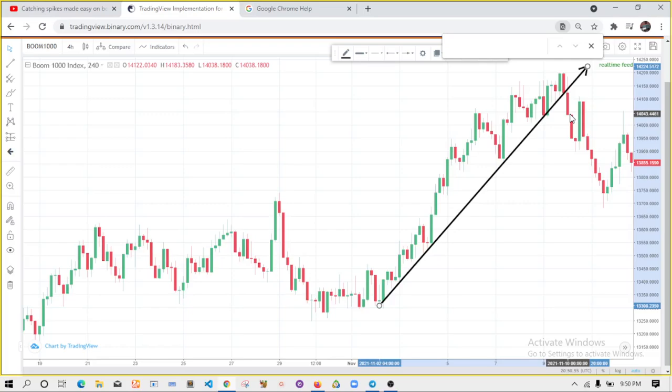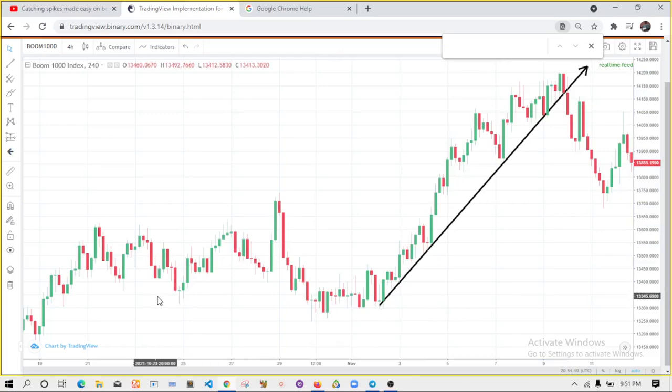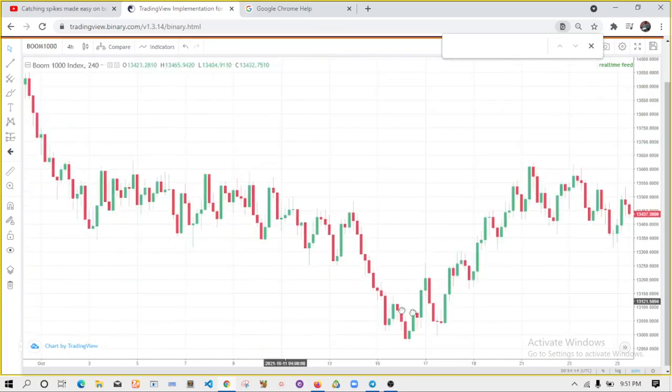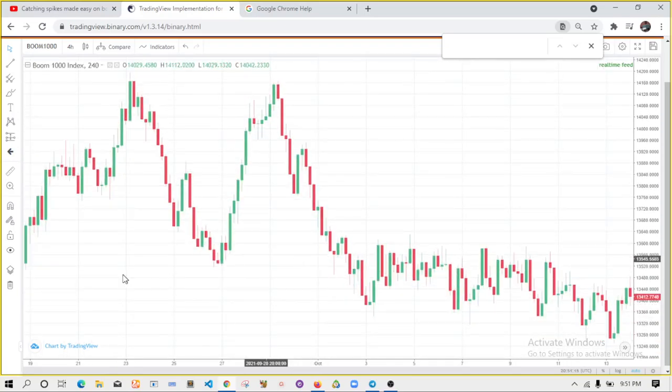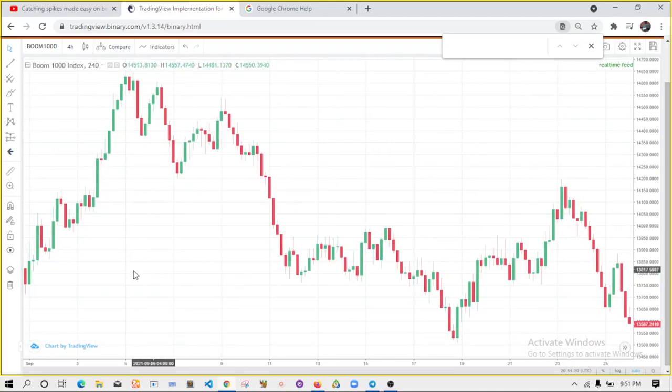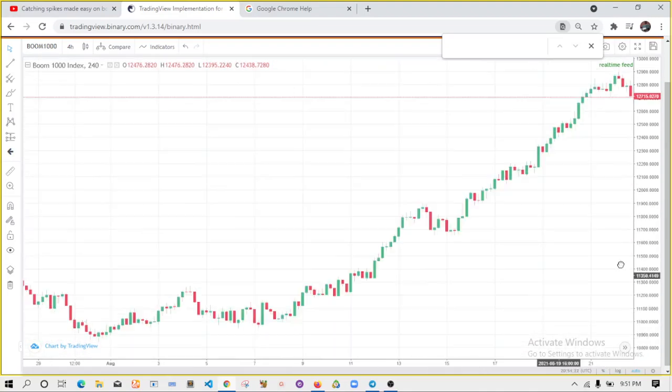All right, so what about the ranging market? It simply means that the price is ranging between two points or two regions. We have the support and we have the resistance, and you know the support is just like a floor, while the resistance is like a ceiling. These are two points where price finds it difficult to break either above or below, so you need to get this. Now let me check if I will see a ranging market or a ranging price here.